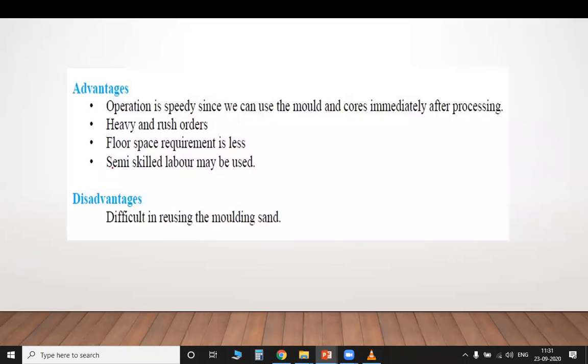So the advantages: operation is speedy since we can use the mold immediately after processing. It is a fast process, not a slow process. Heavy and rush orders, you can take very large tenders also. Floor space requirement is less. Next, semi-skilled labor can be used; there is no need for highly skilled labor.